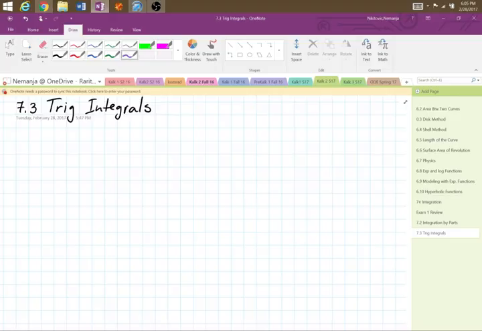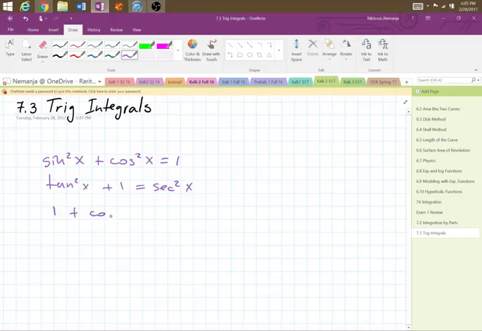So here in purple, we are going to start with the Pythagorean identities, which is sine squared x plus cosine squared x is equal to 1. Now, to get the other two equations, you divide this equation everywhere by cosine squared, giving you tangent squared x plus 1 is equal to secant squared x. Or if you go back to the first equation and divide it everywhere by sine squared x, you will get 1 plus cotangent squared x is equal to cosecant squared x.